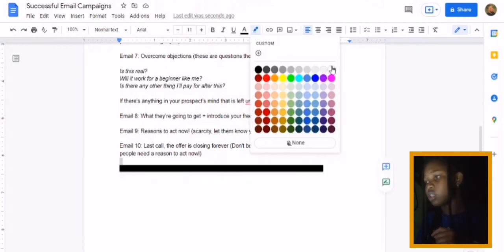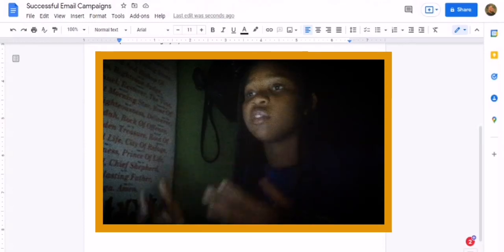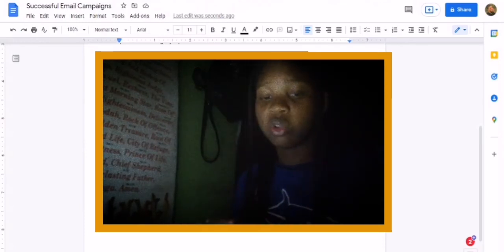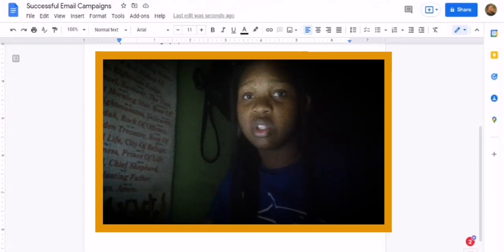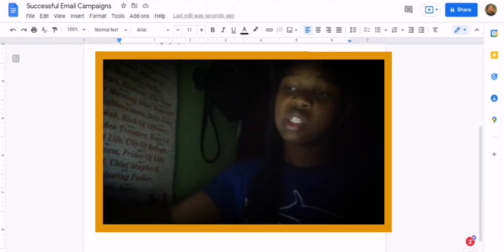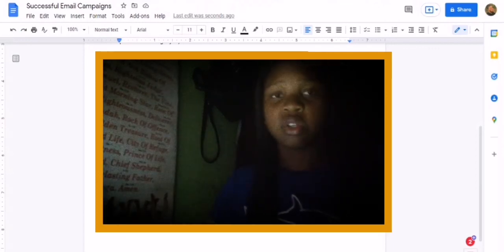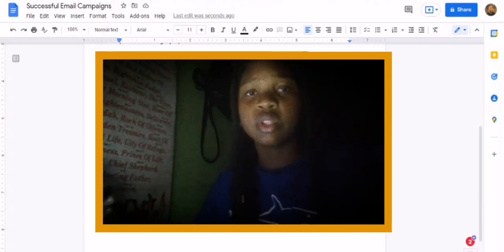One thing I've noticed is that after sending 10 emails or something, most affiliates will just end the process there. They are not going to email that list anymore. They just abandon that list. But that's not how it's meant to be. Even after selling them your product, you can still come back. Don't always come to sell products to them because they will get tired of you. After this set of promotions, you can come later on with value emails.